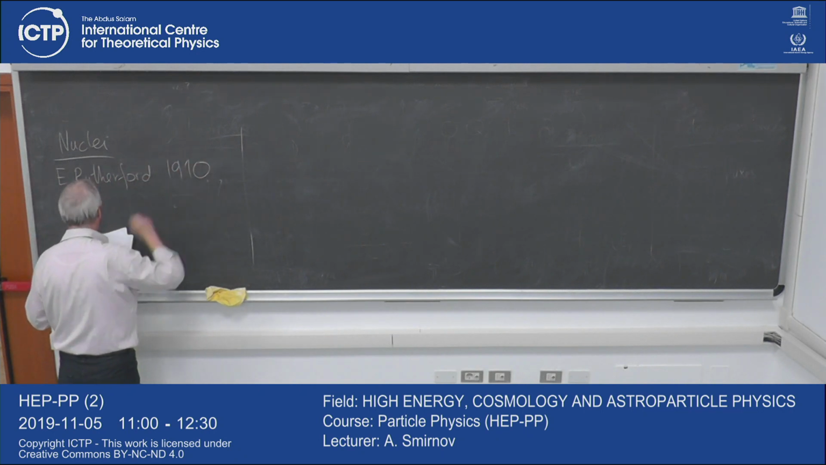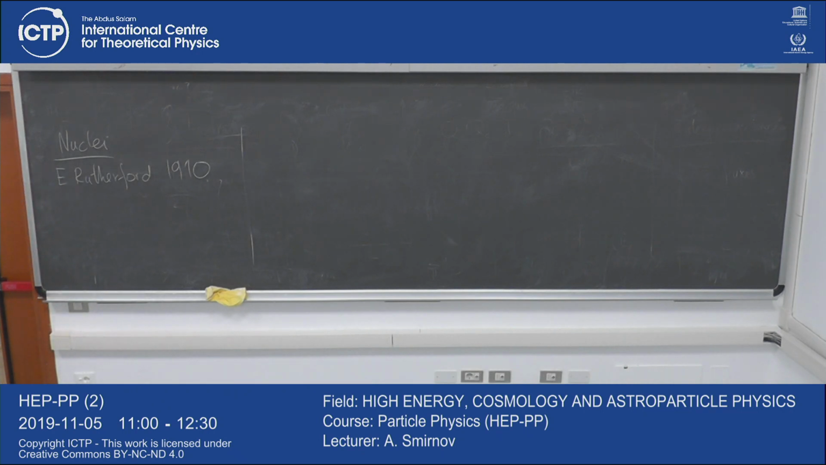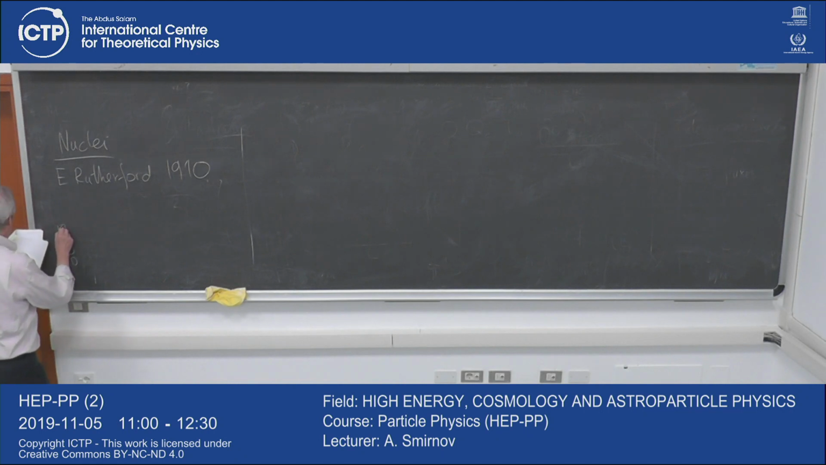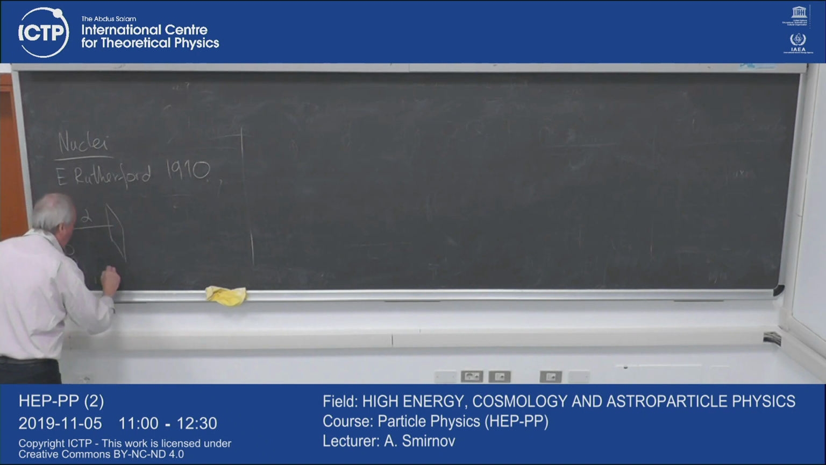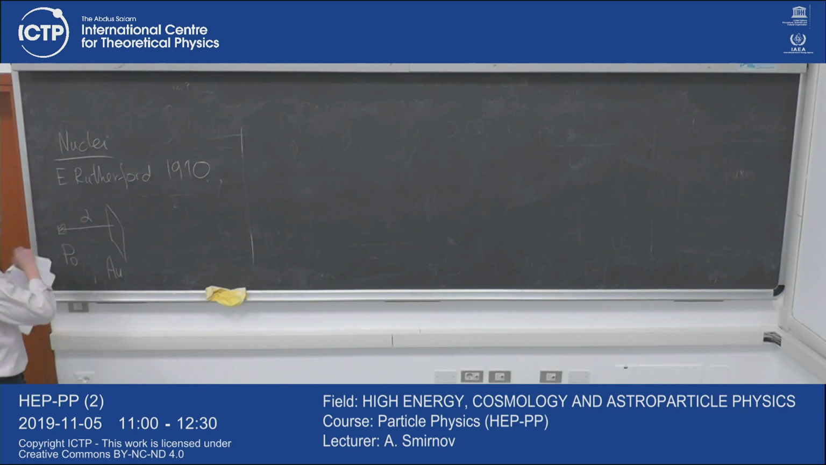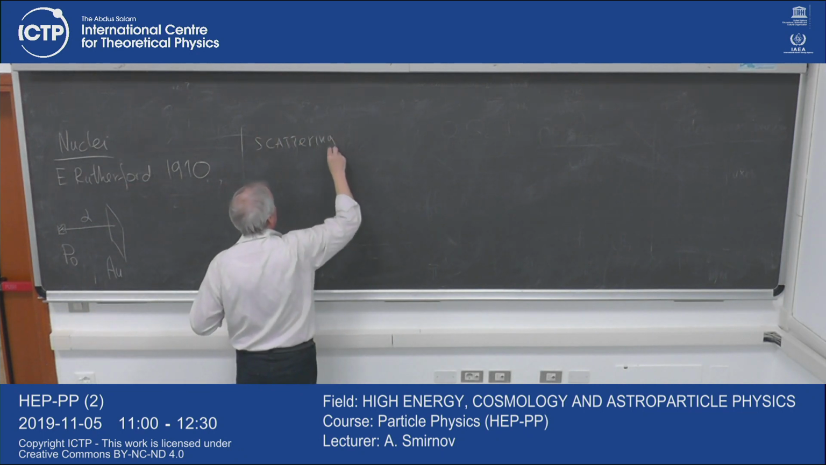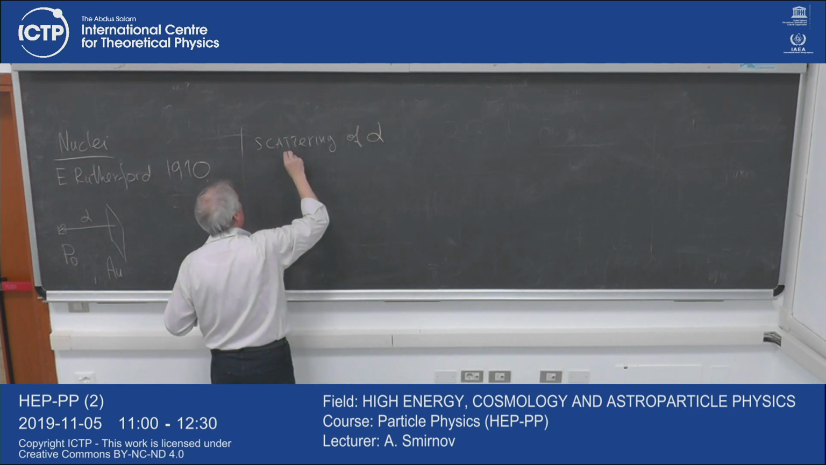In 1910, he studied the scattering of alpha particles on atoms of gold. The setup was the following. As in many experiments of that time, people used polonium as the source of alpha particles. Remember that at that time people discussed alpha, beta, and gamma radiation, and polonium produced these alpha particles, alpha radiation. Then he put a plate of gold and observed the scattering of alpha particles in gold.